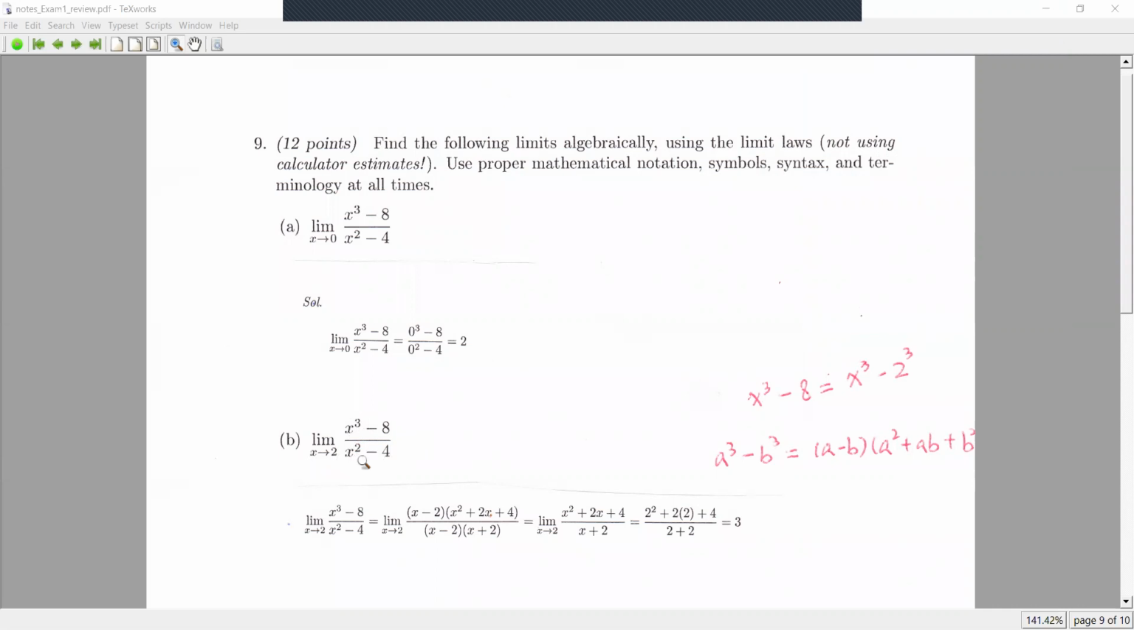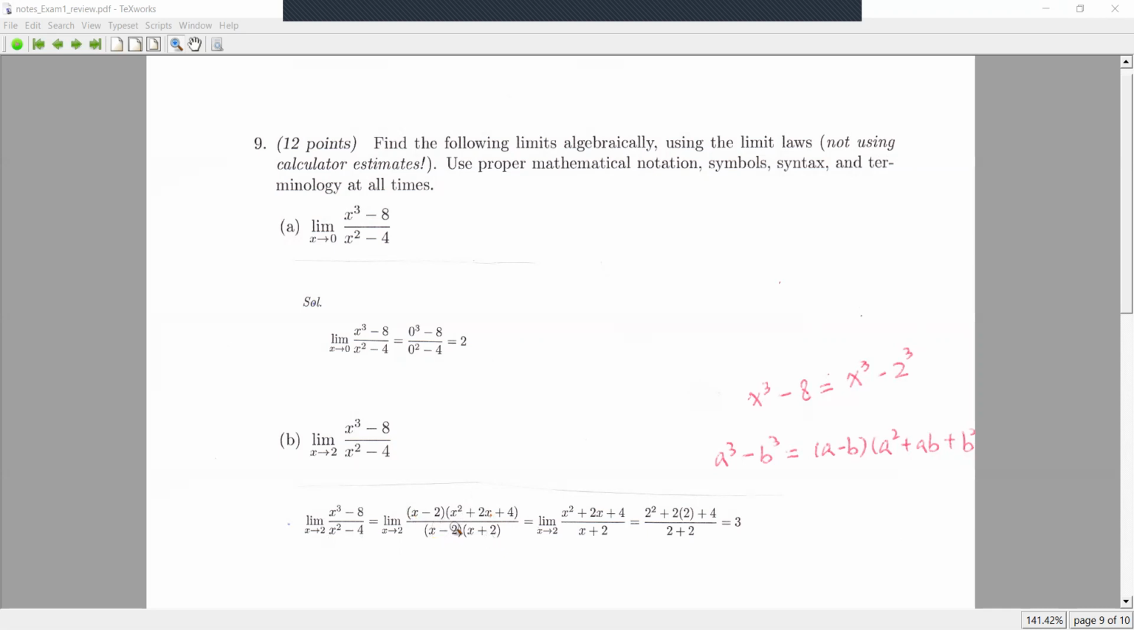So we cannot tell the limit. To tell the limit, we simplify the function by factorization. By this formula, the top is x minus 2 times x squared plus 2x plus 4. The bottom, x squared minus 4, is x minus 2 times x plus 2.